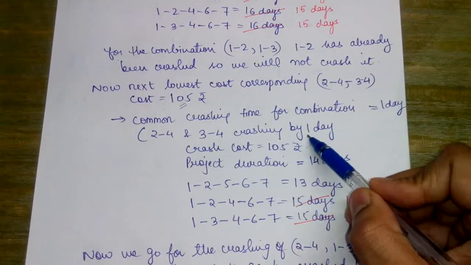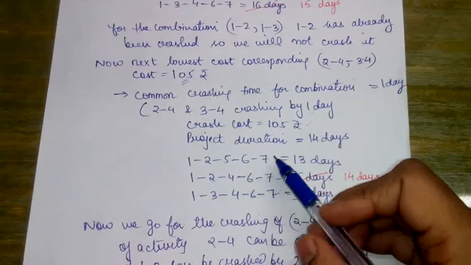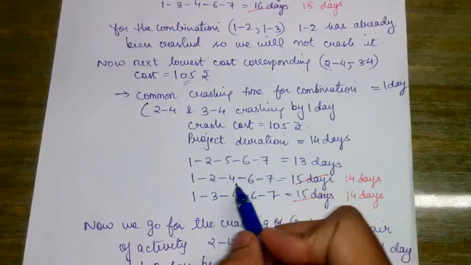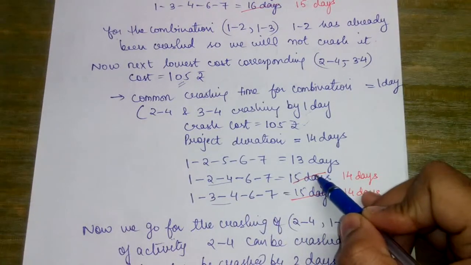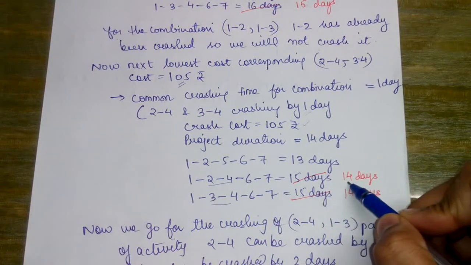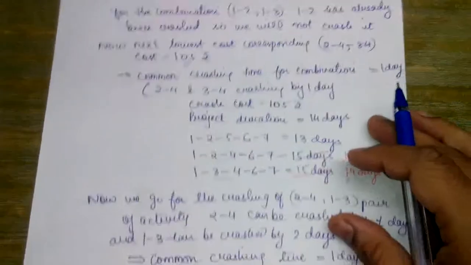And after reducing it by 1 day, what will we obtain? 2 to 4 is in this path and 3 to 4 is in this path. So we are going to reduce only 1 day from these two activities, that is 14 and 14.